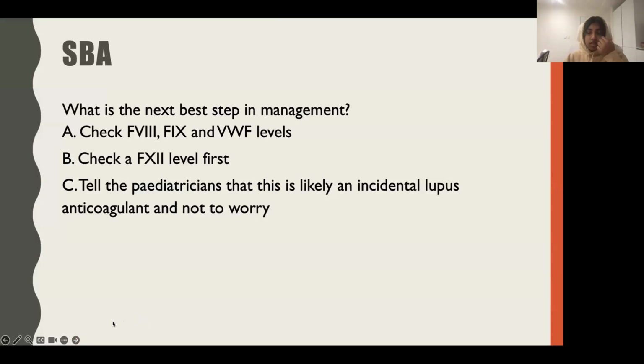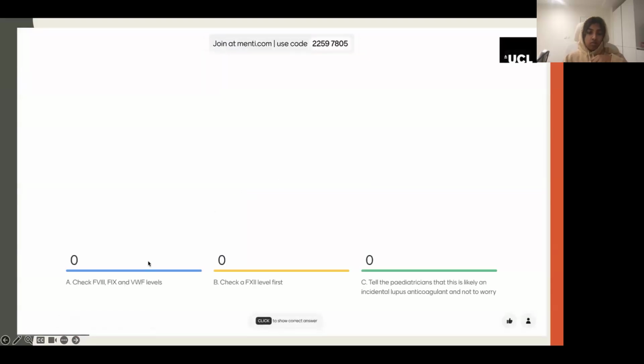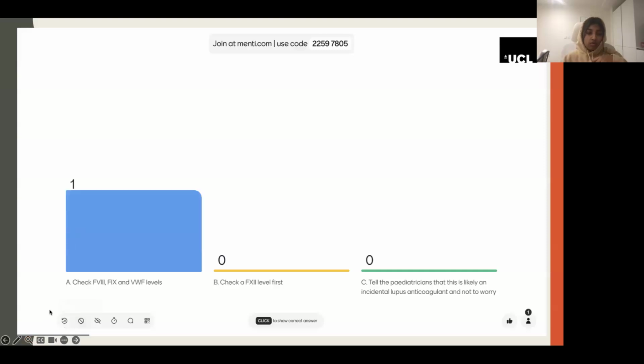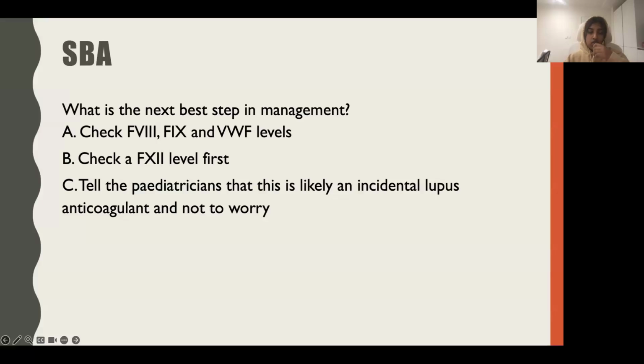So this is your first SBA. What do you think the next best step in management of this patient is? Let's go back to the question.